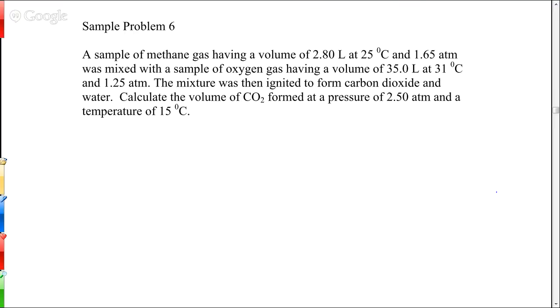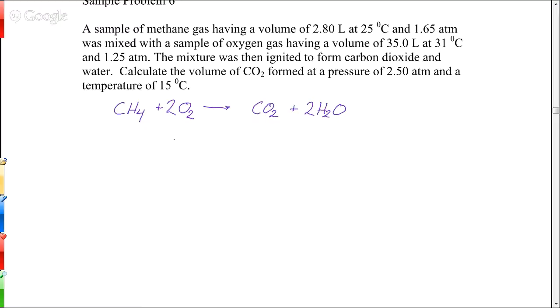Well, we should probably start with an equation, right? Because we've got a reaction here. So what's our reaction equation? What are we starting with here? What's methane? No, methane is CH4. So we've got CH4 reacting with oxygen, producing carbon dioxide and water. And we need to balance that. So here's our balanced equation.